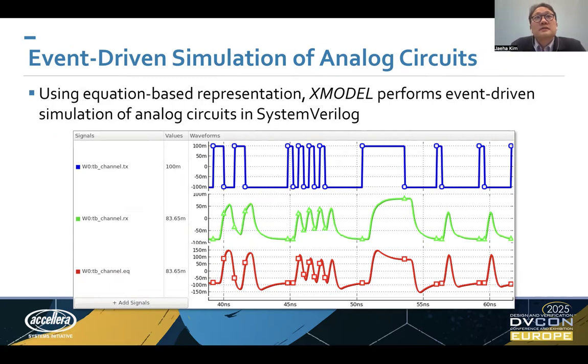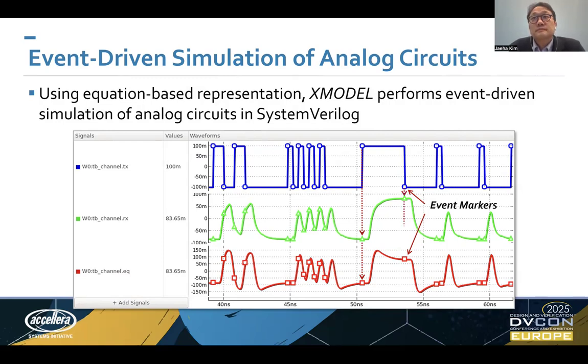And the set of waveforms on this slide illustrates the event-driven algorithm of XMODEL. The first waveform is the output of the transmitter transmitting some digital data like ones and zeros. And the green waveform in the middle is the signal after the blue signal propagates through a lossy channel. And the red one is the one after the equalizing filter. What you notice is that the number of markers, which indicate the events being triggered during the simulation, are very few, and they're very sparsely distributed.